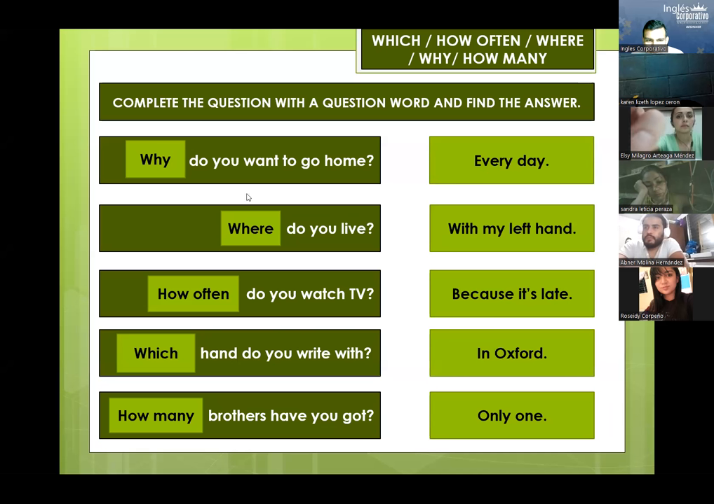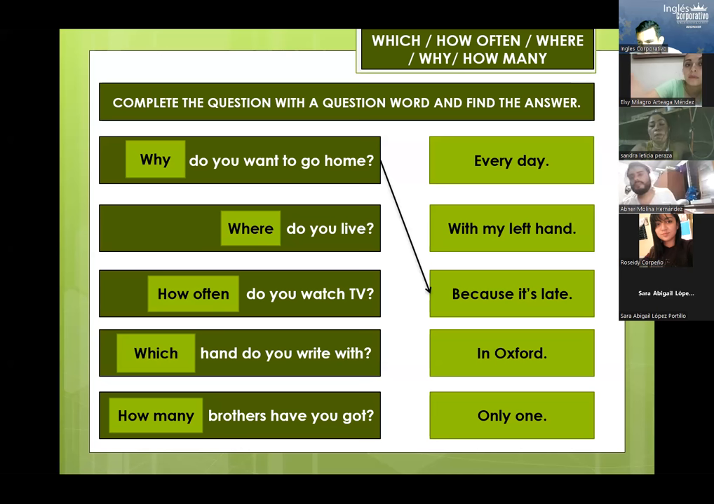La número uno, ¿cuál creen que es la respuesta? Why do you want to go home? Because it's late. Excellent. Porque es tarde. Siguiente sería, where do you live? In Oxford. I live in Oxford. La siguiente, which hand do you write with? ¿Con cuál mano escribes?